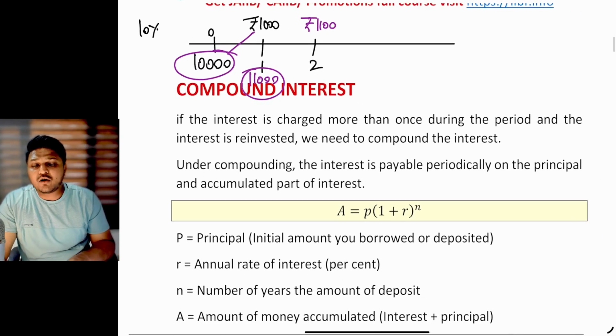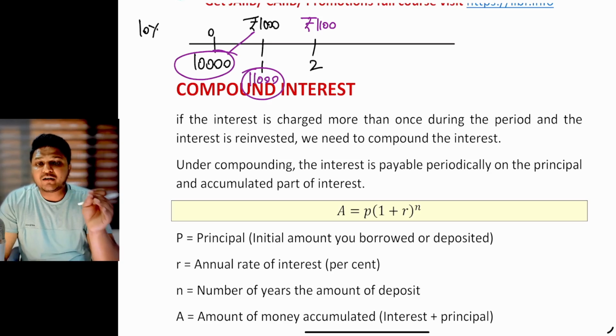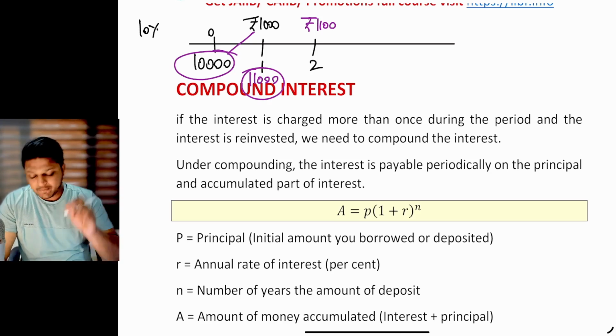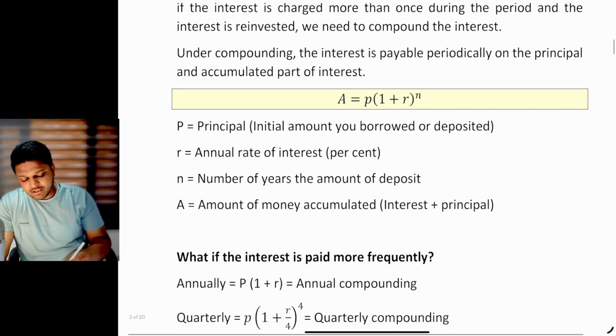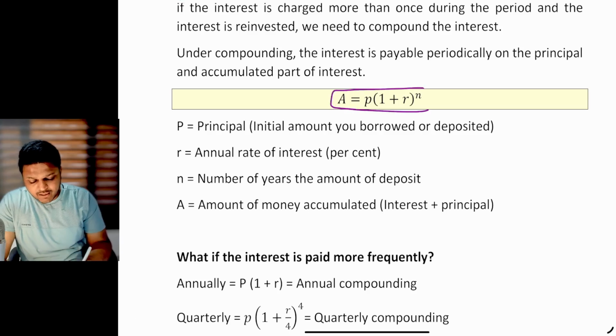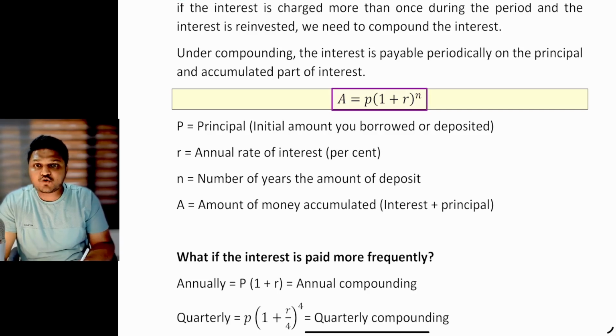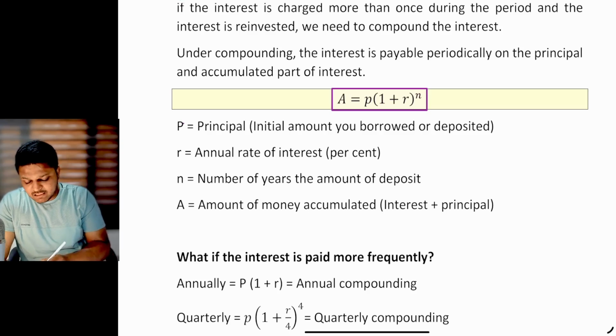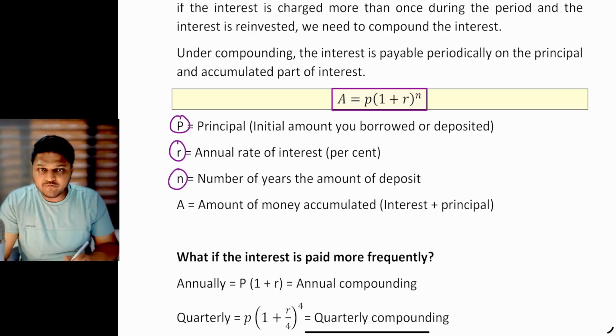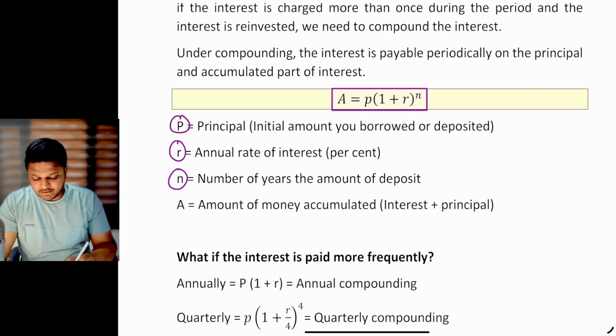So the interest is not charged on the fixed principal only, but it is charged on the accumulated amount. Here is the formula of the compounding interest, where A is the accumulated money, that is interest plus principal, P is the principal amount, R is the rate of interest, and N is the number of years, or we can simply say tenor. This is how it is calculated.